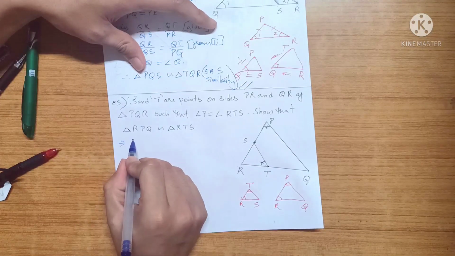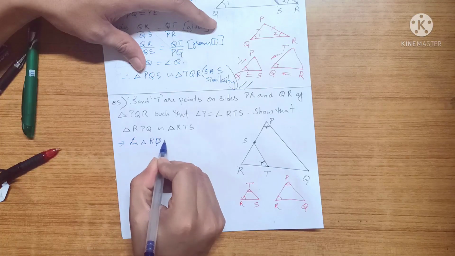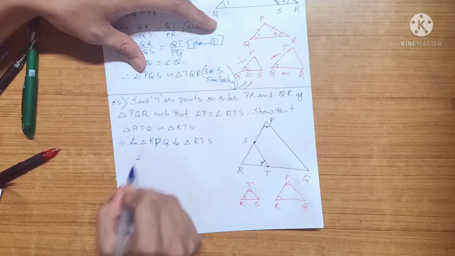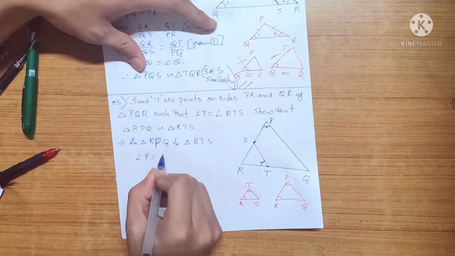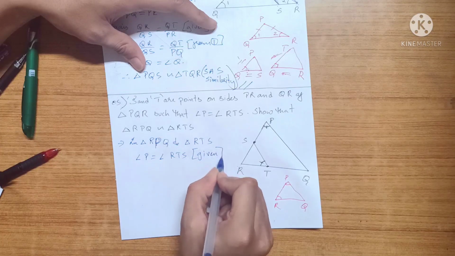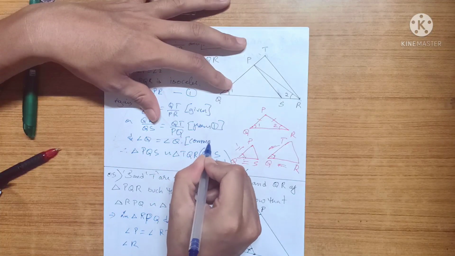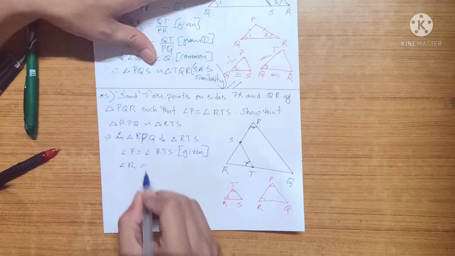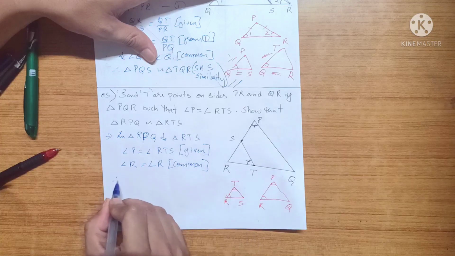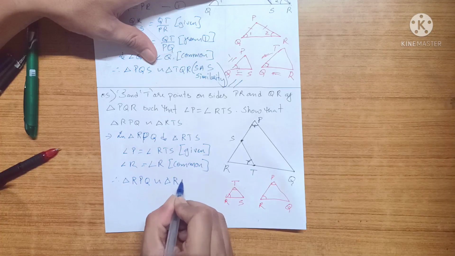So let's write in triangle RPQ and triangle RTS, we can say angle P equal to angle RTS, which is given, and angle R equal to angle R, which is common. In this case also, the previous question, I forgot to write common. Okay, the reason. Therefore, triangle RPQ is similar to triangle RTS.